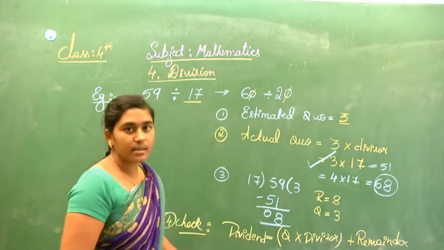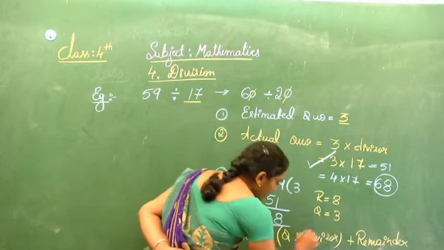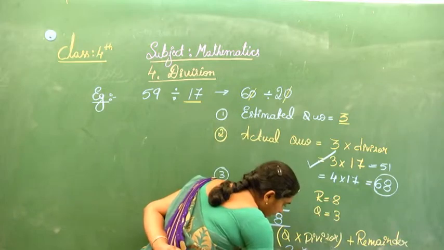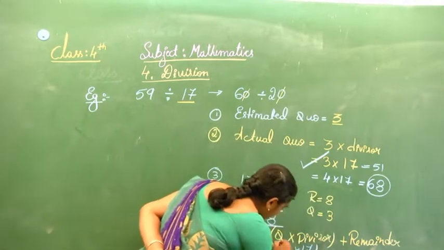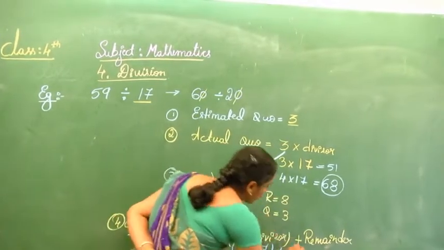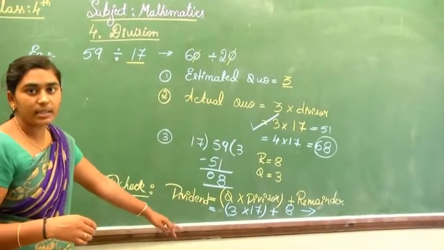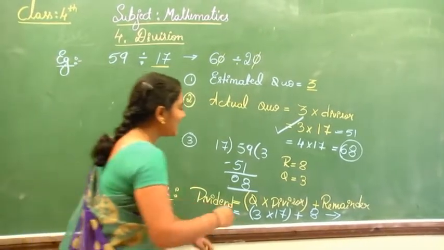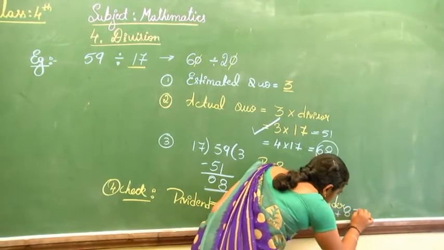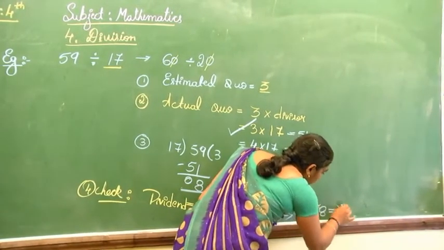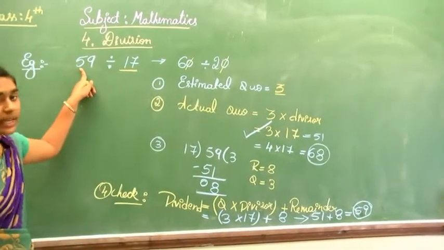Let's check whether the answer is correct or not. What is the quotient we have got? The quotient is 3. We have the divisor 17 plus the remainder 8. Now calculate it. 17 threes are 51. 51 plus 8 is 59. So we have got the dividend 59.